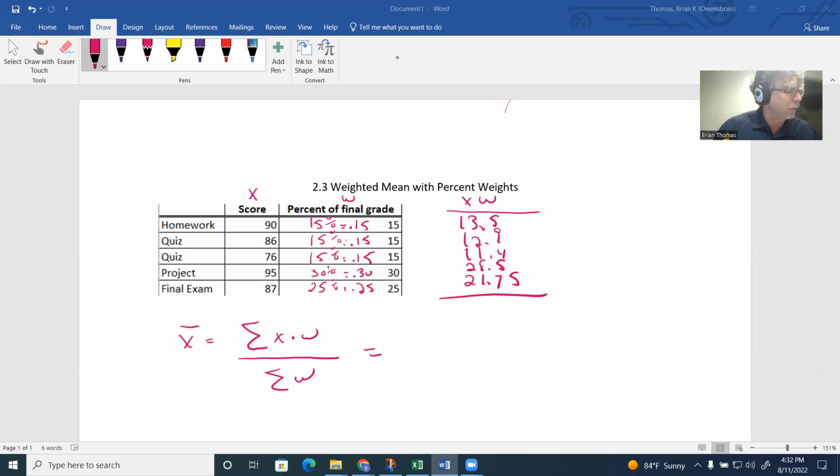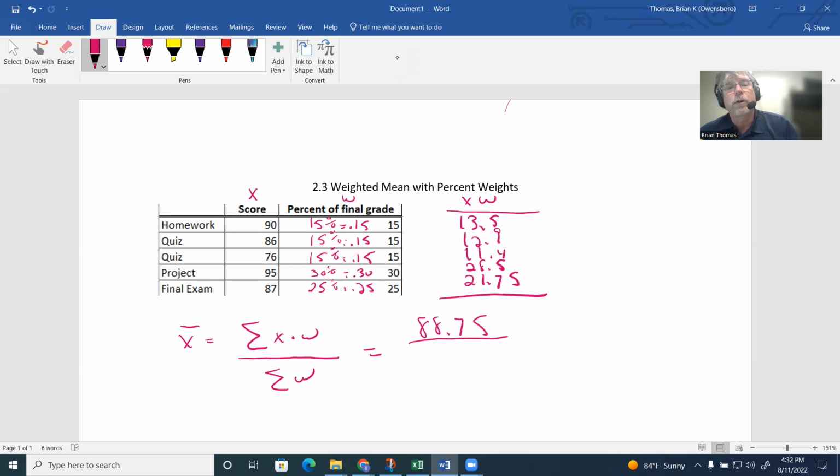So let's see here, we got 13.5 plus 12.9 plus 11.4 plus 28.5 plus 21.75. That gave me 88.75. So that's the sum of the products of the entries times their weights.